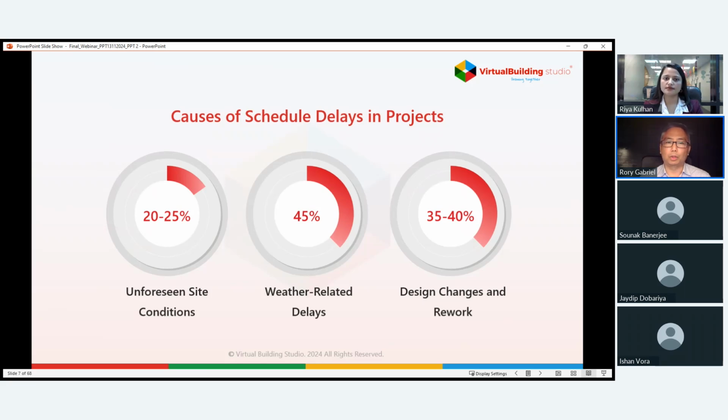But here's the part where we actually can make a difference. Design changes. Delays from design changes happen in 35 to 40% of projects. That's huge. And often these changes happen because the design wasn't completely locked in the first place. A well-prepared permit set can help by locking in the design early on, reducing the chances of costly reworks and delays that come with them.